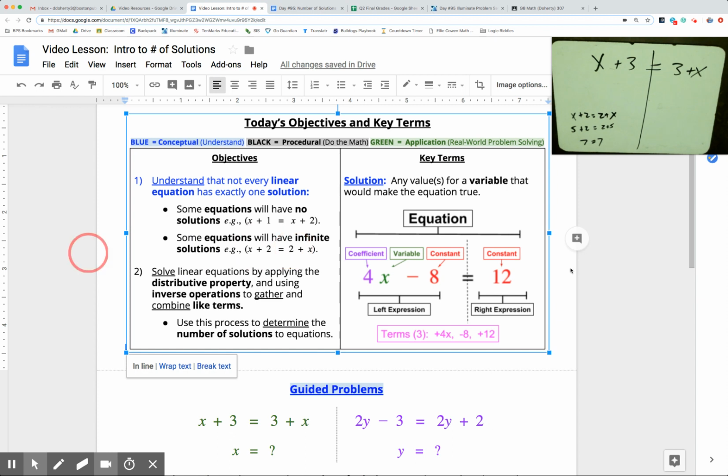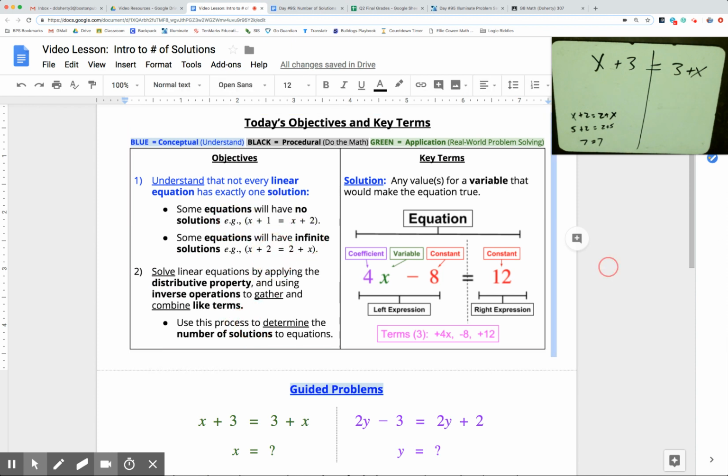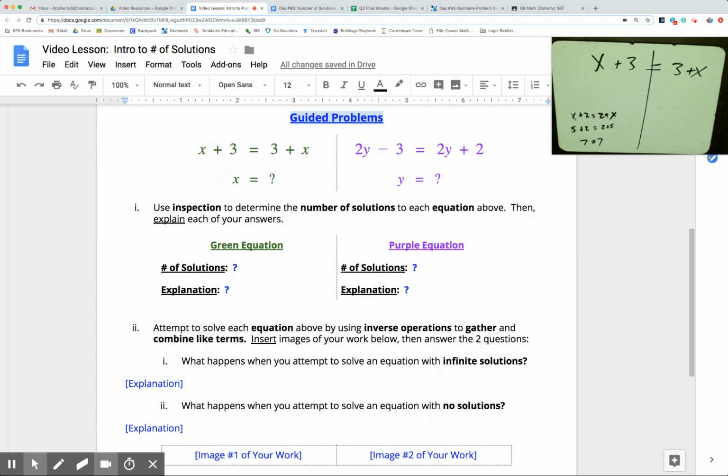The equations are going to get more complicated today. Then you're going to have to solve some linear equations like last week and recognize that some of these complicated equations boil down to infinite solutions or no solutions. Let's take a look at the guided problems.